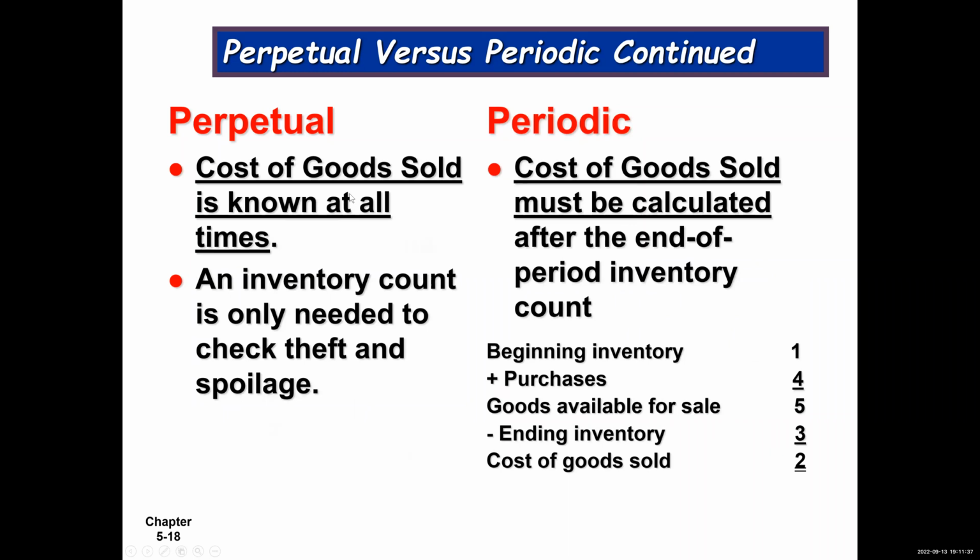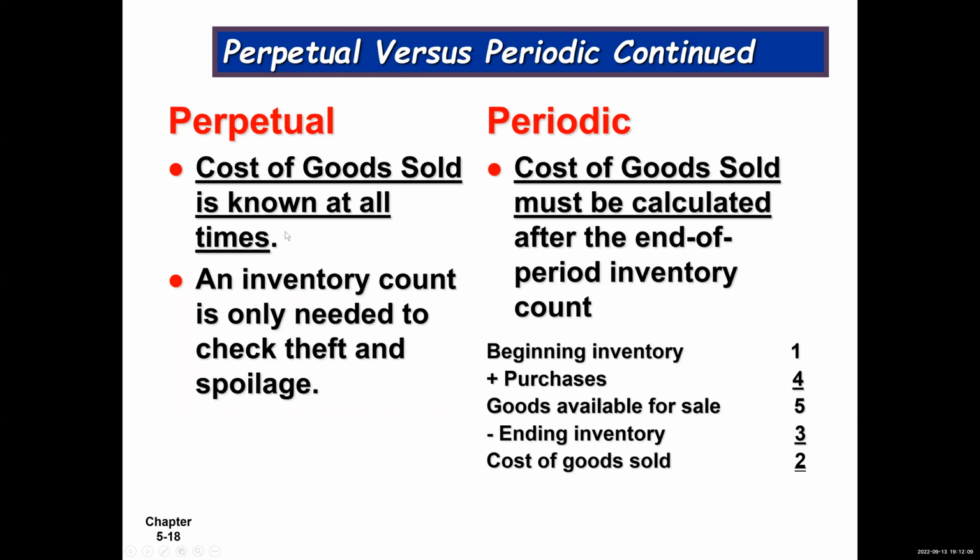Now, in the perpetual system, cost of goods sold is known at all times, right? When it comes in, well, we bought it, we know. And when it goes out, the scanner tells us, hey, it went out. It's all good. But we still need to take an inventory count. Why? We have to make sure that there's certain things that we didn't know about, didn't happen or did happen. We have to check for theft and spoilage, right?